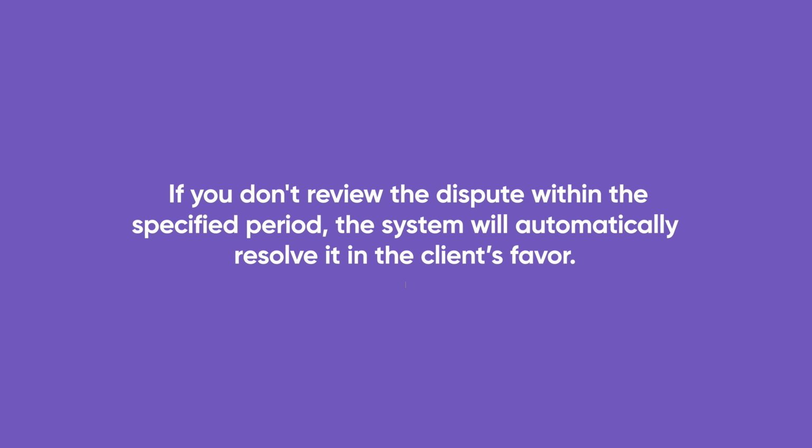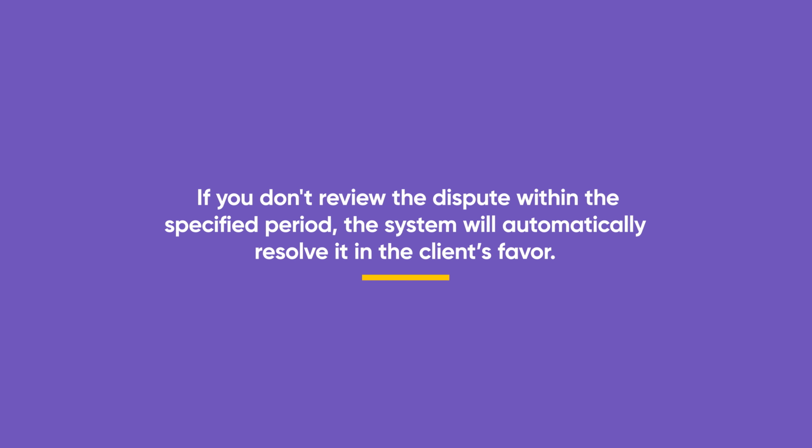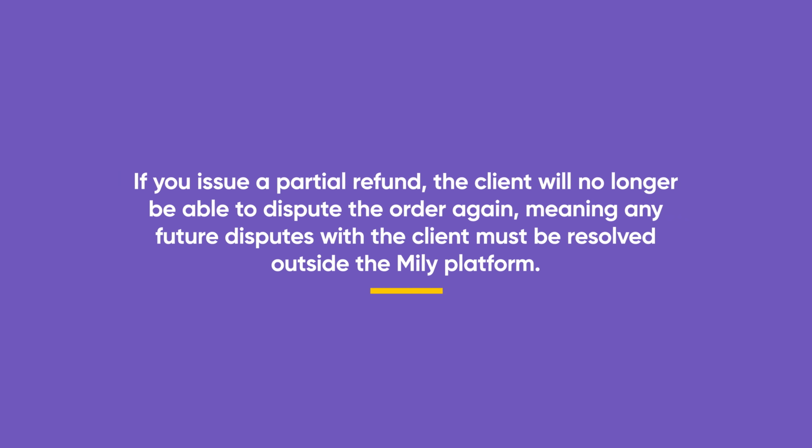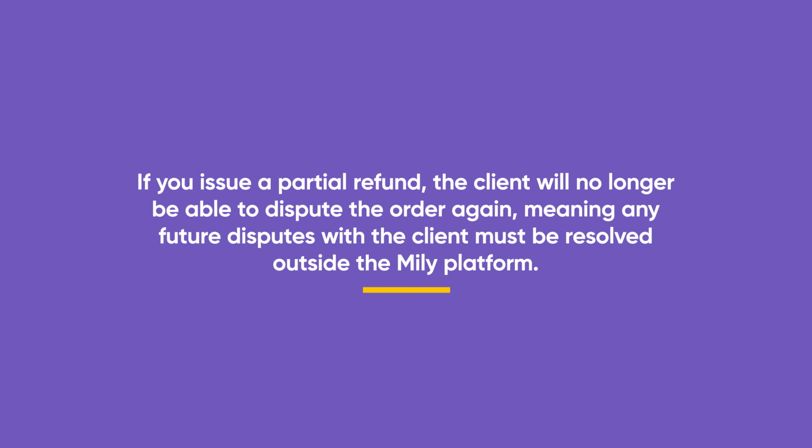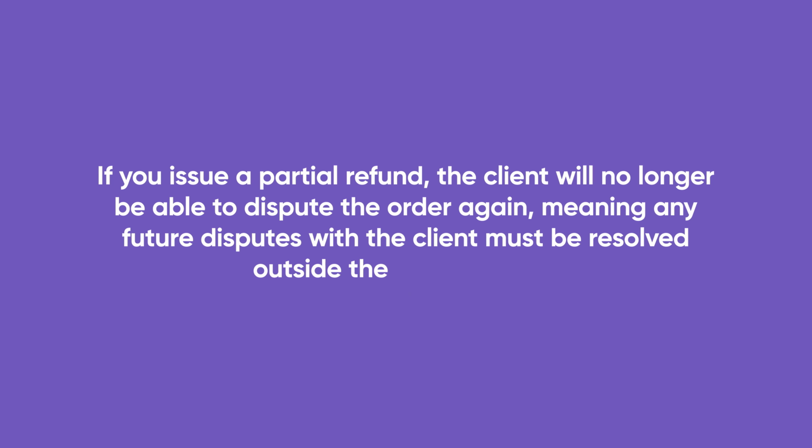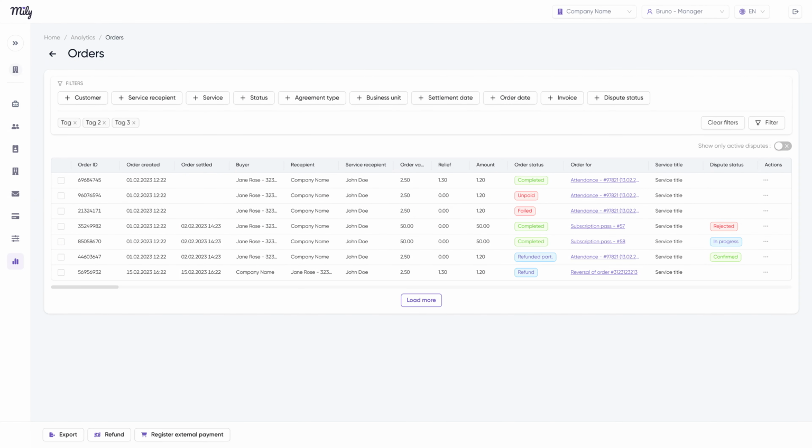If you don't review the dispute within the specified period, the system will automatically resolve it in the client's favor. If you issue a partial refund, the client will no longer be able to dispute the order again, meaning any future disputes with the client must be resolved outside the Mealy platform. Now, let's discuss the types and specifics of each order status in the context of processing or refunds.